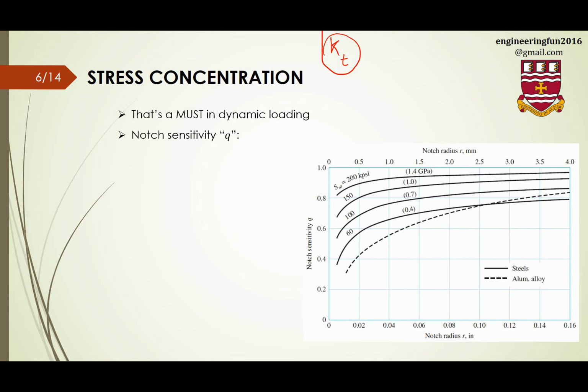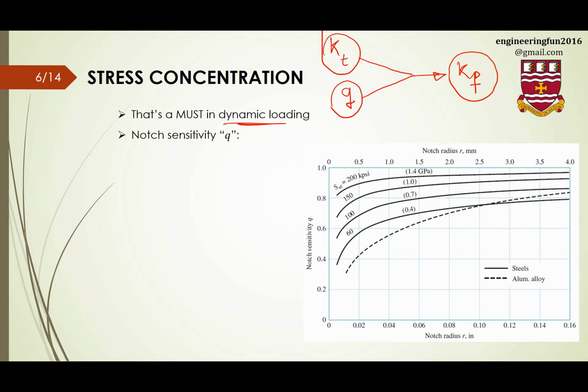If we have dynamic loading and want to find stress concentration, we need to find two factors, KT and Q, and the combination of these two gives us a factor called fatigue stress concentration. These two K's are capital K. We don't have any questions about finding KT. It's the same way as static loading. In order to find Q, which is notch sensitivity, there are two ways.